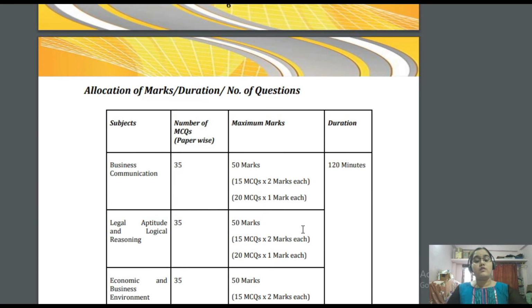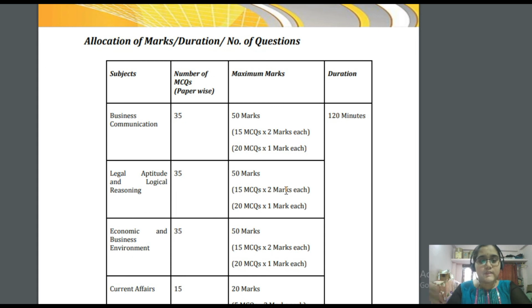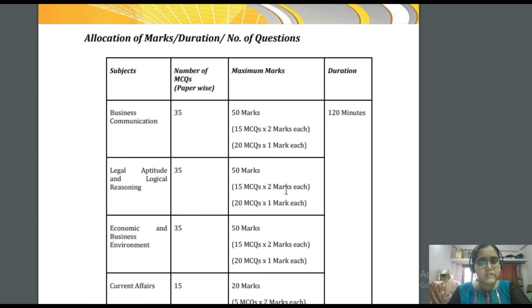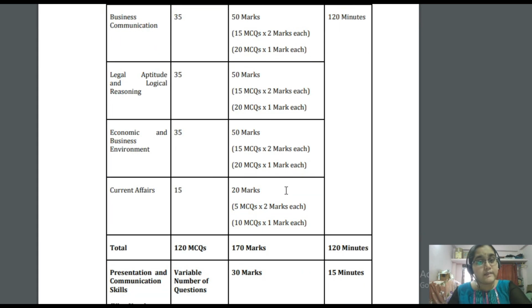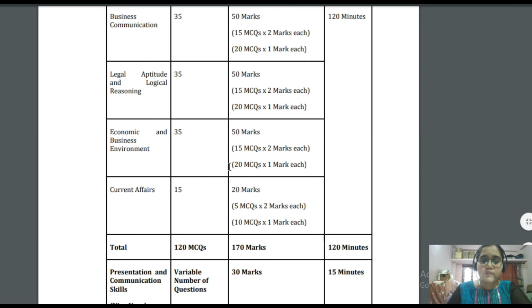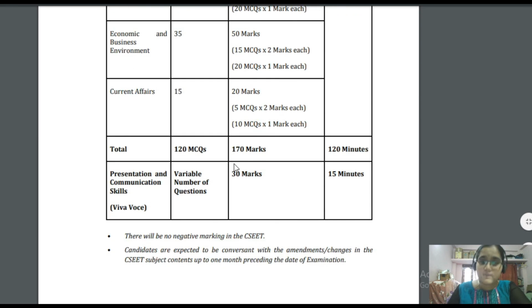Okay. Then, how are the marks allocated? We have just seen that each paper like business communication, legal aptitude and economic and business environment has 35 questions or 50 marks. The marks are divided like 15 MCQs of 2 marks each and 20 MCQs of 1 mark each. And this will cover the entire thing for 120 minutes. Even current affairs is the same, like 5 MCQs of 2 marks each and 10 MCQs of 1 mark each. So 120 MCQs of 4 papers for 170 marks. The remaining 30 marks is for the presentation and communication skills.